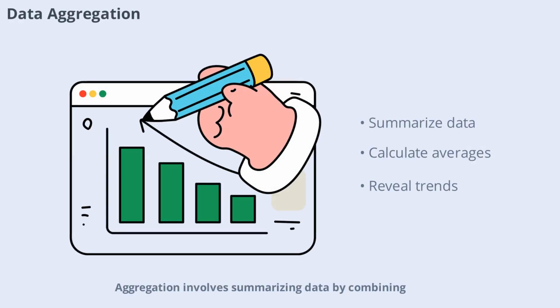Aggregation involves summarizing data by combining multiple values into a single value. For example, you might calculate the average sales per month or the total number of transactions. Aggregation helps simplify large datasets and can reveal important trends. It's a common technique in both data preprocessing and analysis, especially when dealing with time series or group data.